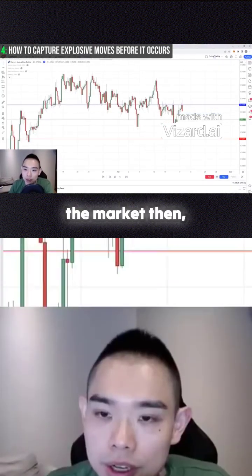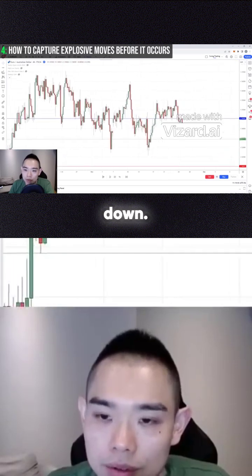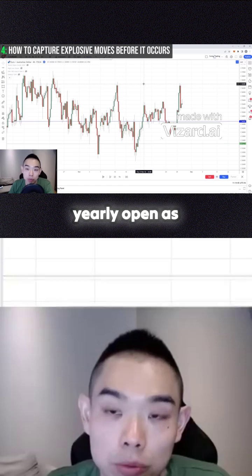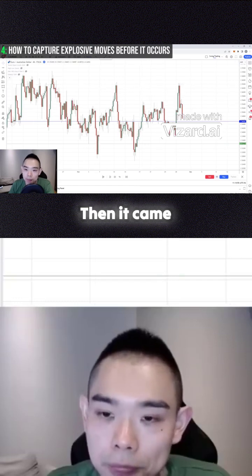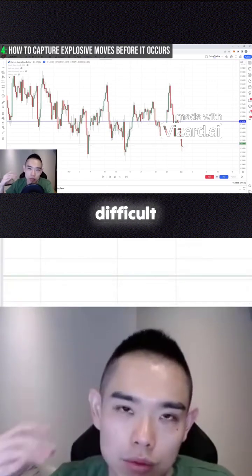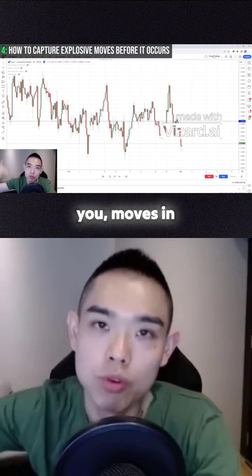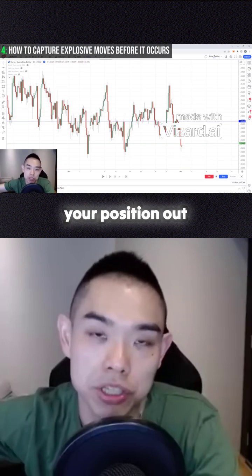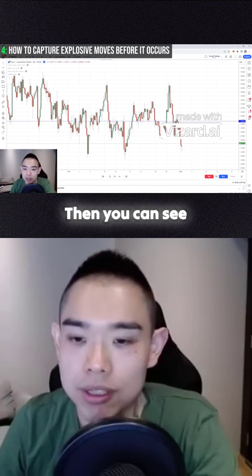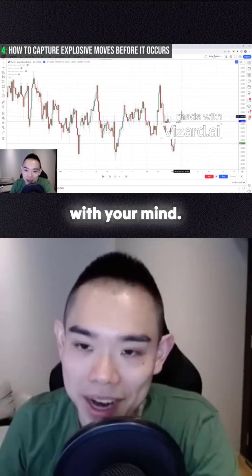In this case, the market chops up and down, breaks out higher into this area of resistance, which is the yearly open, as you've seen earlier as well. Then it came back down lower to our entry point. You can imagine how difficult psychologically this can be when the market moves in your favor, goes against you, moves in your favor. So when you take a portion of your position out in profits, psychologically it's going to be much easier to handle. Then you can see it rally up once again, messing with your mind.